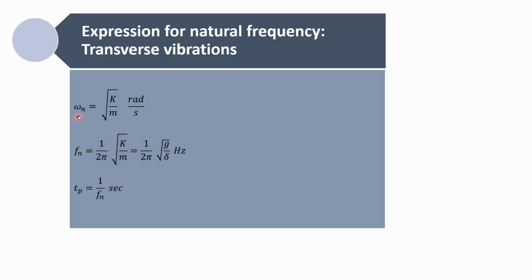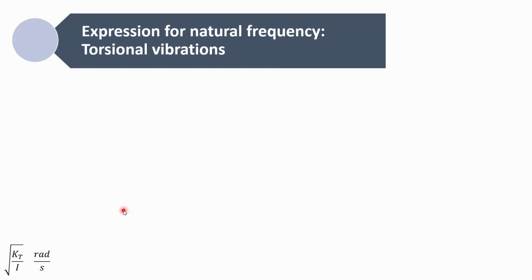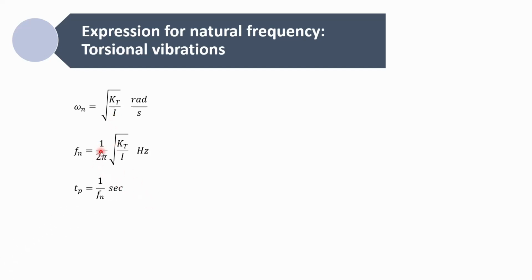That is omega n is square root of k by m, or 1 upon 2 pi square root of k by m, or square root of g upon delta, and time period is 1 upon frequency. Just remember this. For torsional vibrations, instead of k by m, it is square root of kt by I. Replace k by kt and m by I. So natural frequency of vibration will be 1 upon 2 pi square root of kt upon I in hertz, and time period is 1 upon frequency.